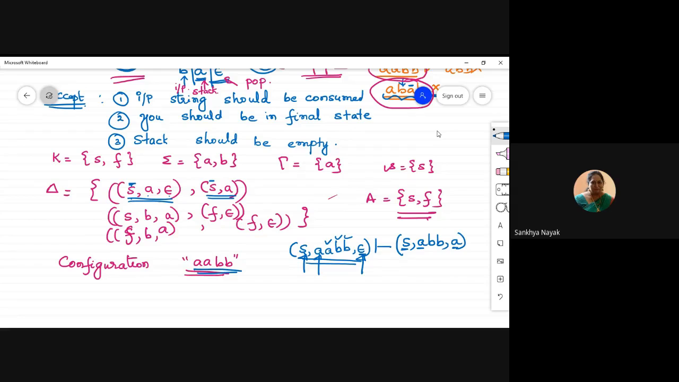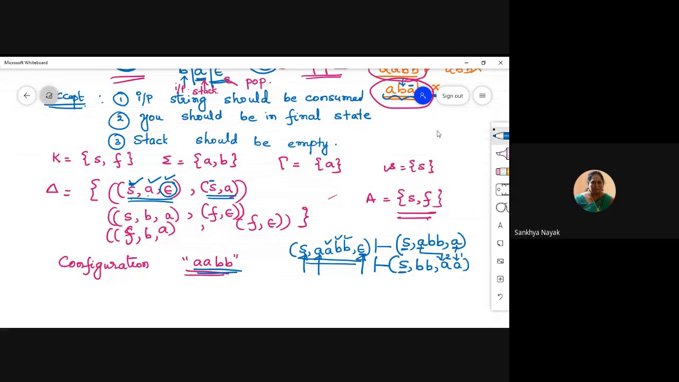Next again see S, A and A. S, A and A can also be this, because I told you whenever we put an epsilon here, it means it doesn't matter what is there in the stack. So what do we do? Push again. So this can be written as S, BB, AA. This is the first A, this one, and the second one pushed will take this place.